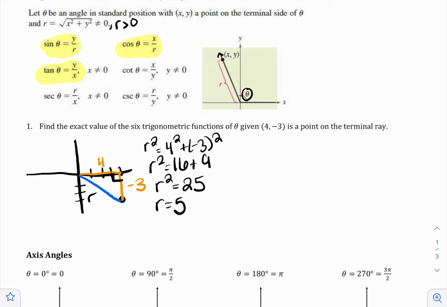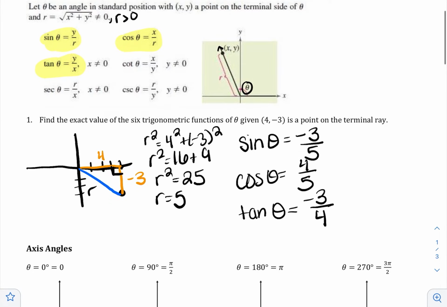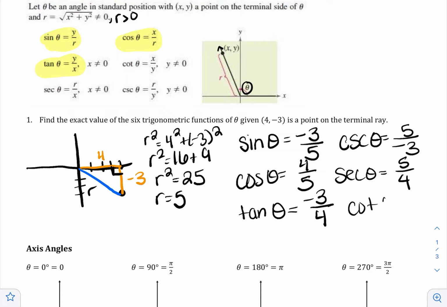So it's a distance. So let's begin with our 3 main trig functions. So the sine is going to be the y coordinate over r. The cosine is going to be the x coordinate over r. And the tangent is going to be the y over the x. And as long as we know those, then the other ones can follow. So cosecant will be the reciprocal of sine, so 5 over negative 3. The secant will be the reciprocal of cosine, 5 over 4. And the cotangent will be the reciprocal of tangent, negative 4/3. And here are your 6 trig functions.